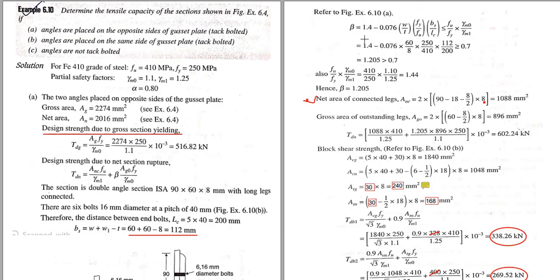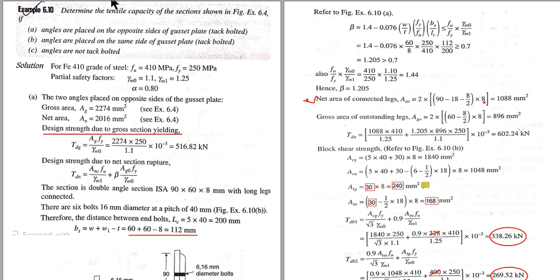Okay, next is this. So beta will be 1.4 minus this w by t. Just put all the values here, so you will get the answer. Okay, so it should be less than or equal to fu by fy multiplied by gamma m0 by gamma m1, and it is found here. So 410 by 250 into 1.10 by 1.25, it is 1.44.